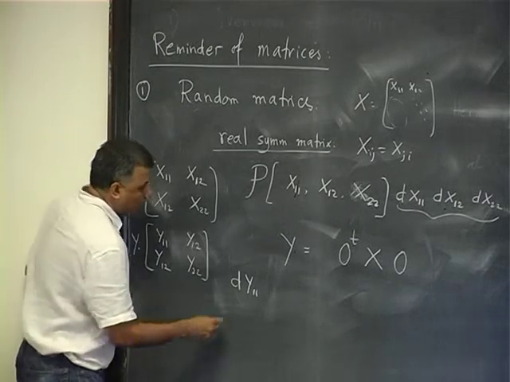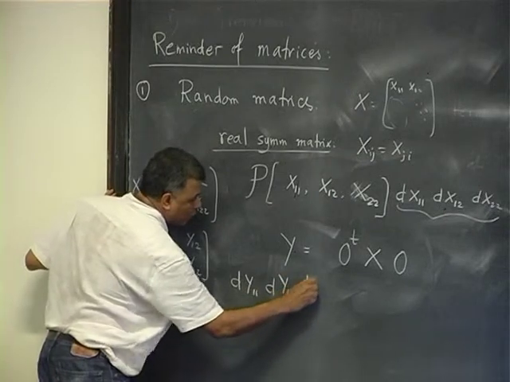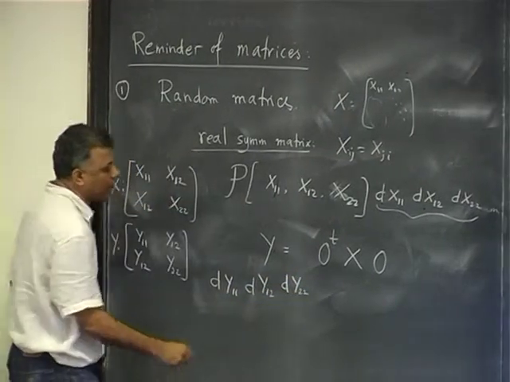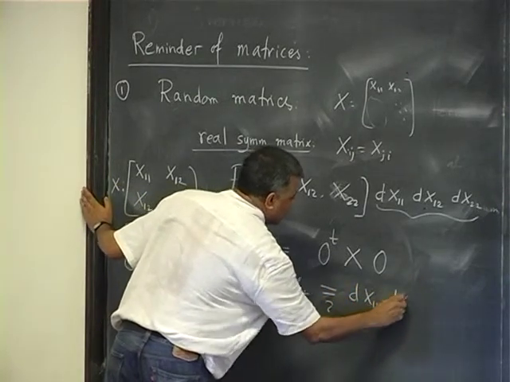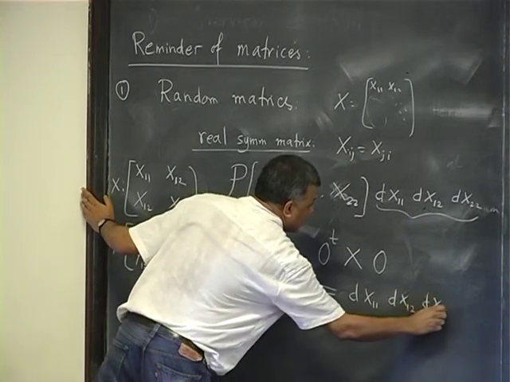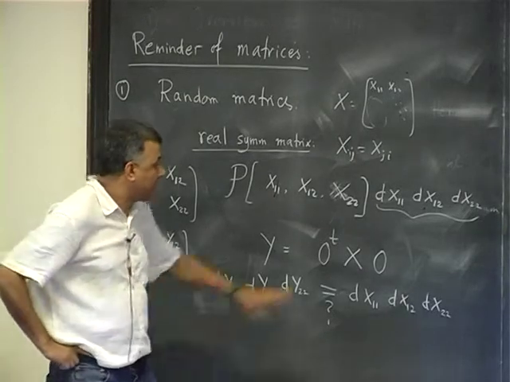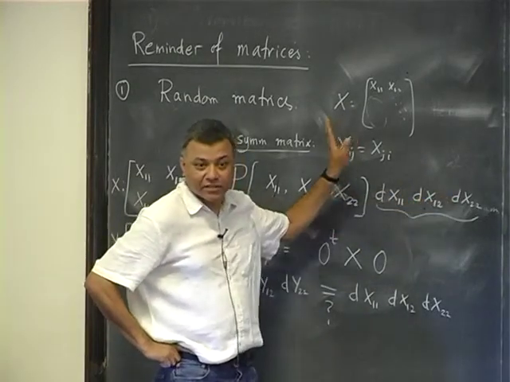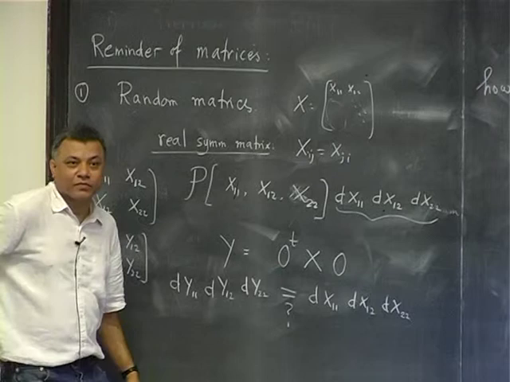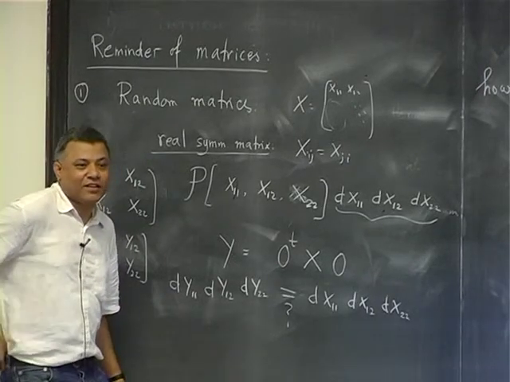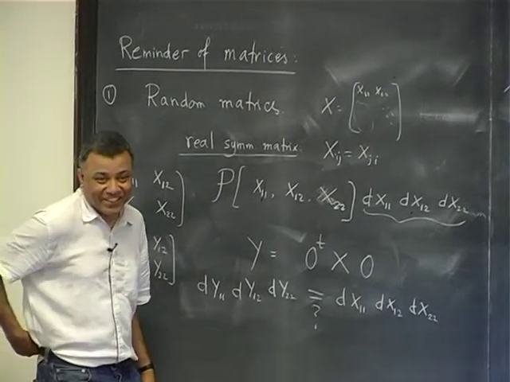So the new measure of this matrix will be dy11, dy12, dy22. Now, question. Is it the same as dx11, dx12, dx22? This is no longer a vector. This is matrix elements. I make this orthogonal transformation. Is this true? Anybody want to guess? Yeah, it depends on the Jacobian. Do you know what the Jacobian would be?